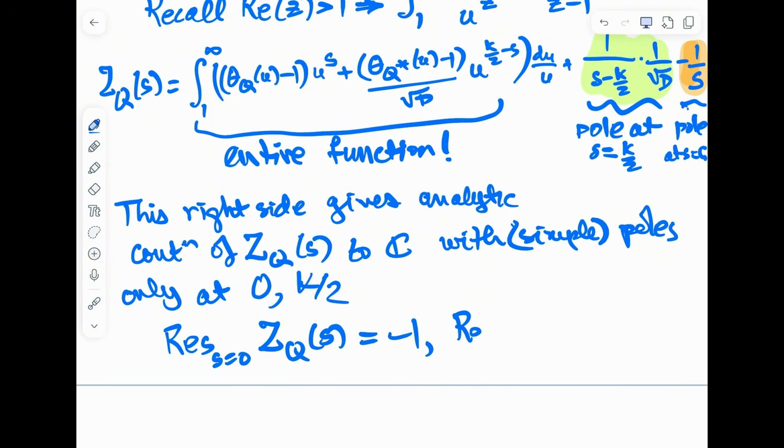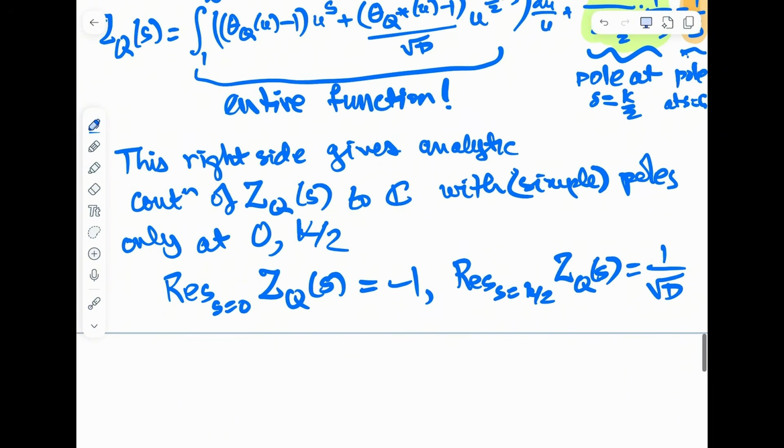And the residue at k halves, we have 1 over s minus k halves, and the numerator, or the coefficient, is 1 over the square root of d. D was the determinant of the matrix that defined the quadratic form.